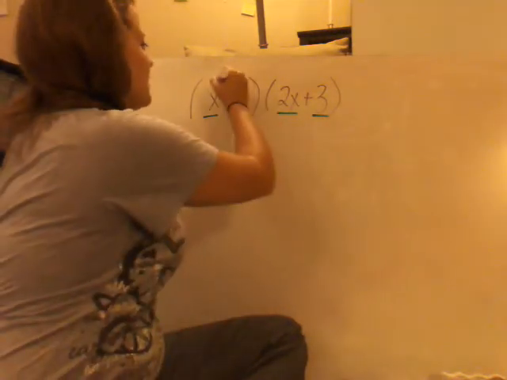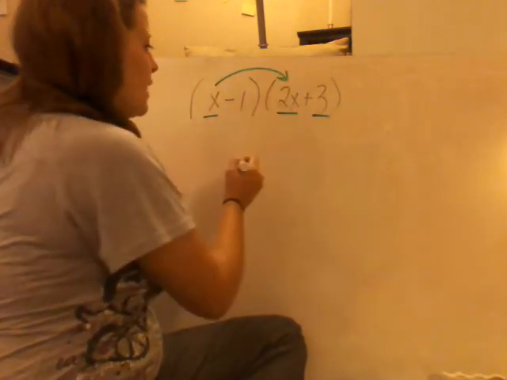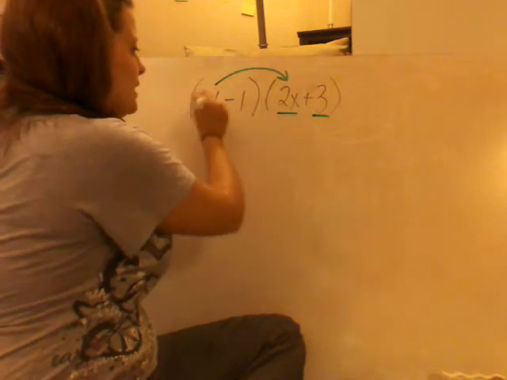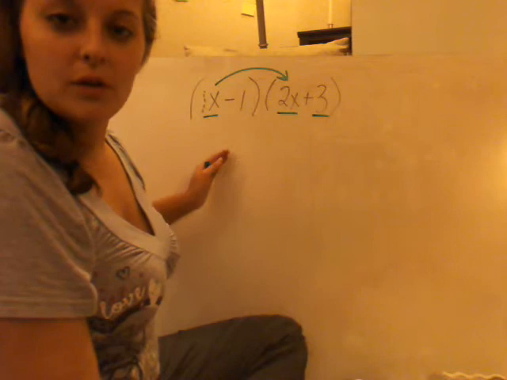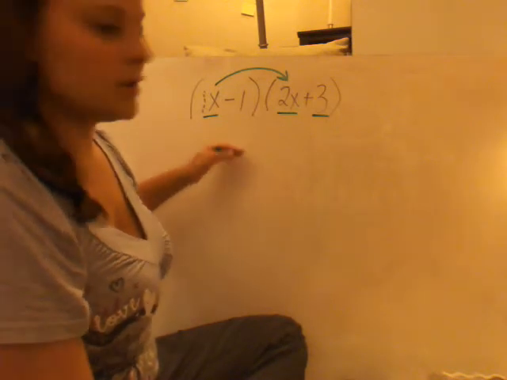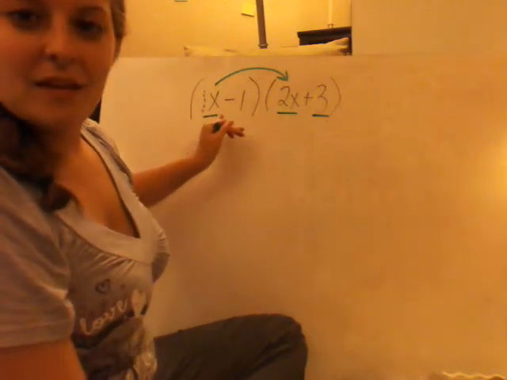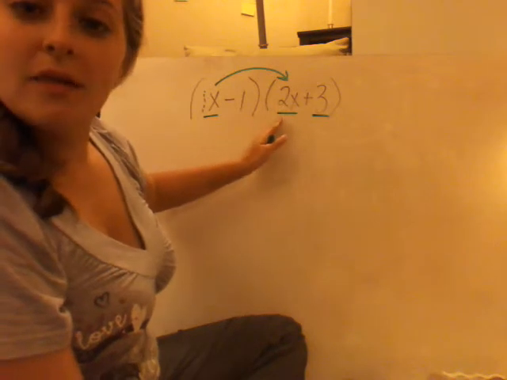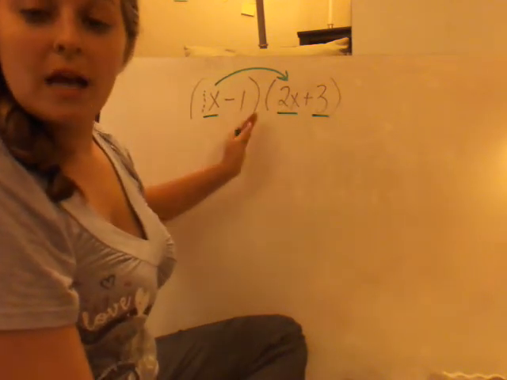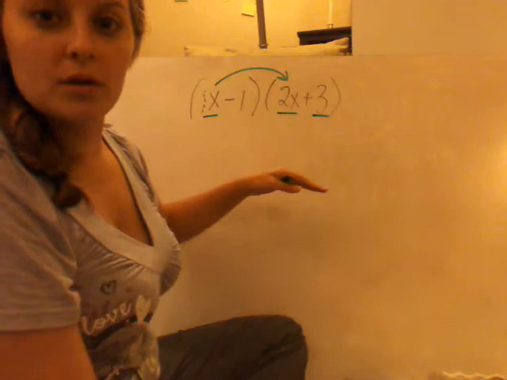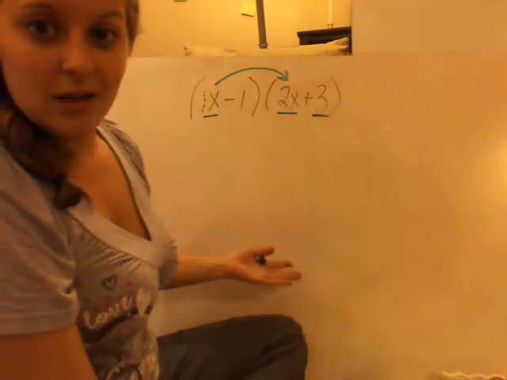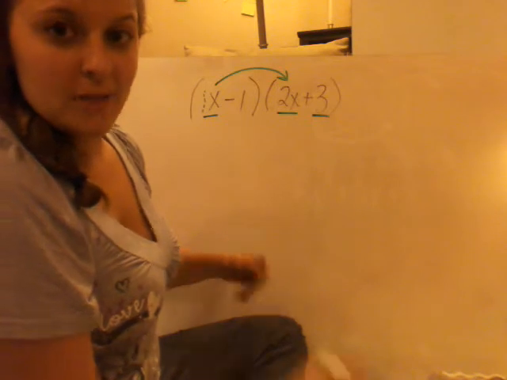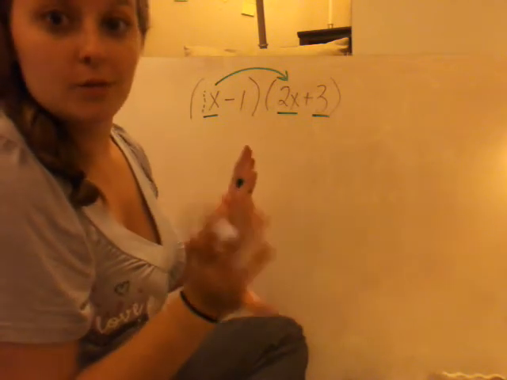So I'm going to take my x times my 2x. Now, there's an imaginary 1 in front of every variable. If there's not a number written, there's always an imaginary 1, because 1 times anything is whatever you're multiplying it by. If it's 1 times a million, it's a million. If it's 1 times x, it's just x.